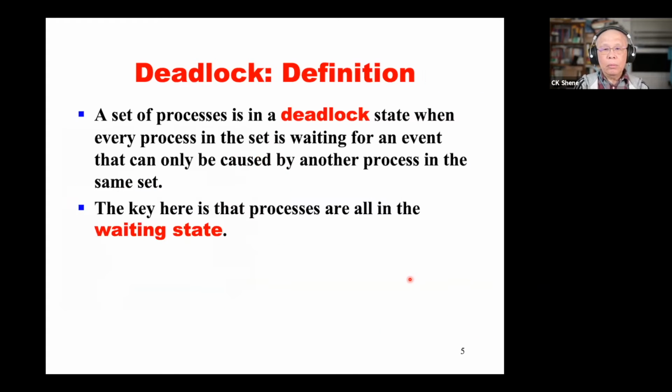So what is deadlock? We have seen this many times. Let's give it a more accurate definition. With only one process, we won't have any deadlock. So we need to have a set of processes, at least 2. A set of processes is in a deadlock state when every process in the set is waiting for an event that can only be caused by another process in the same set.